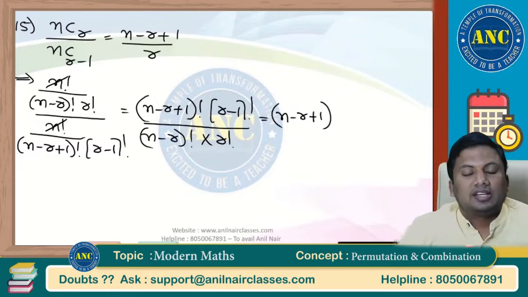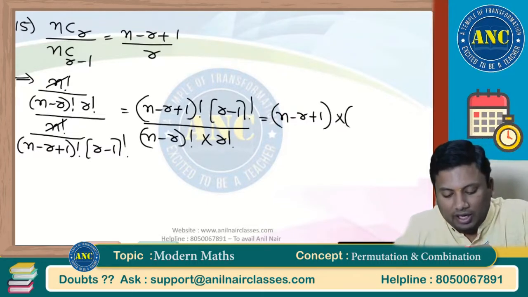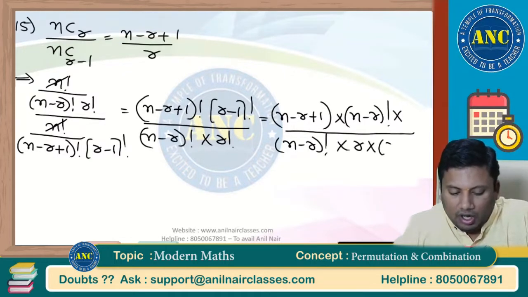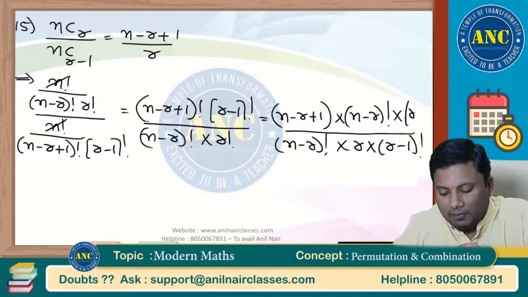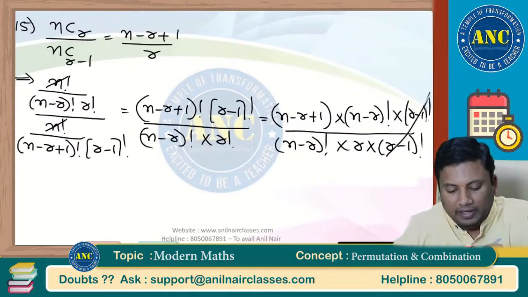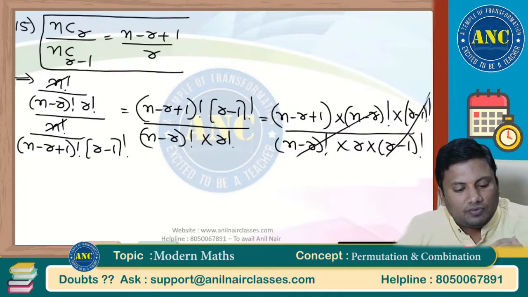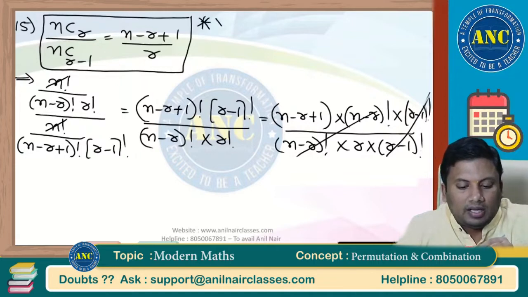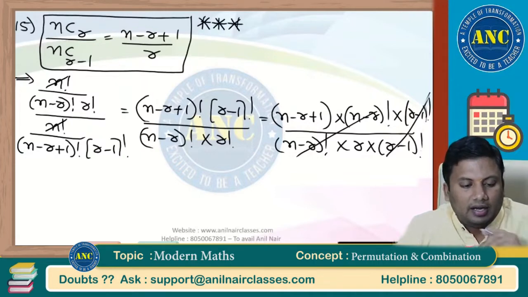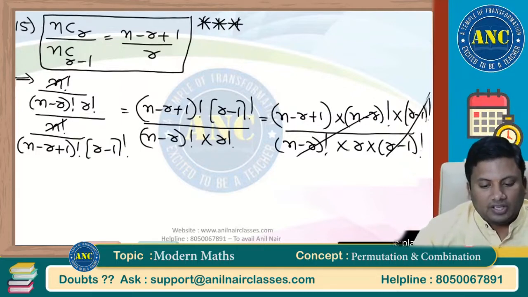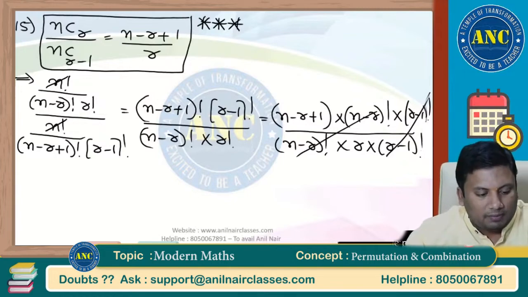n factorial is n into n minus 1 factorial, divided by n minus r factorial. r factorial is r into r minus 1 factorial. These both will be cancelled. So NCR by NCR minus 1 is given by n minus r plus 1 by r.